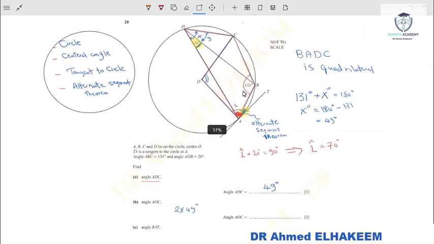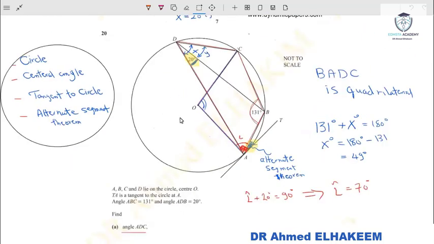So if you come here again, let us check our rules now. We have A, B, C, D lie on a circle. Center is O. TA is a tangent. And ABC is equal to 131. Angle ADB is equal to 20. So this is an angle.